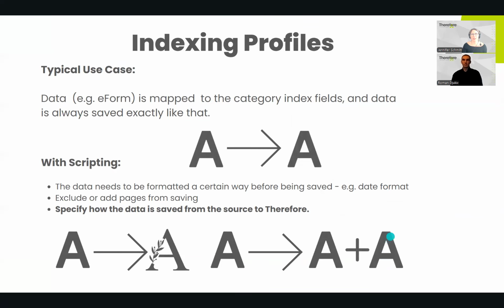A typical use case with an indexing profile is that the information is always saved the same way to the Therefore category, and you don't need any scripting to do that. But with scripting, you can specify or enhance how that data is saved before it lands in the Therefore category. So I have these very simple schemas here. You can change the formatting, so it's still an A, but it's just a fancy A. Or you can add or subtract or do some kind of mathematical calculation before it's saved.